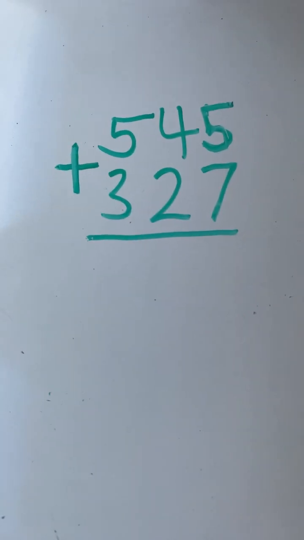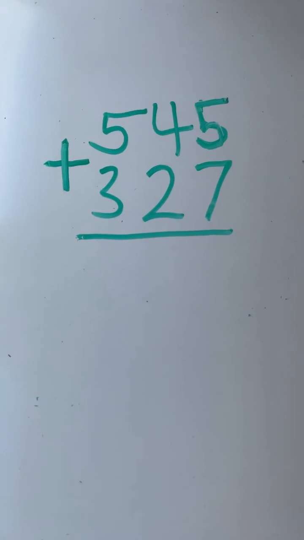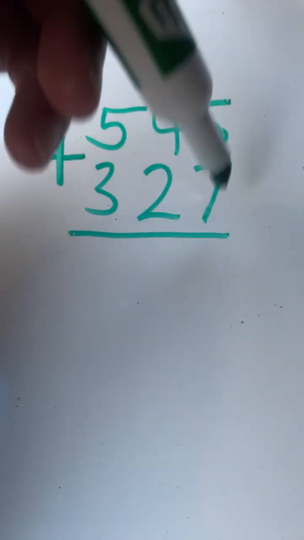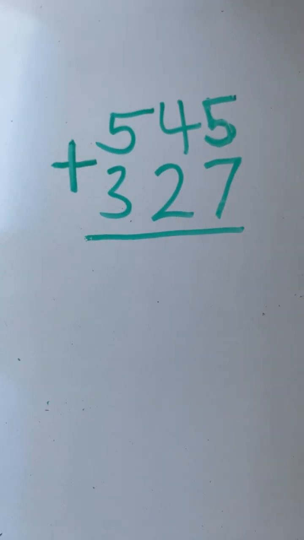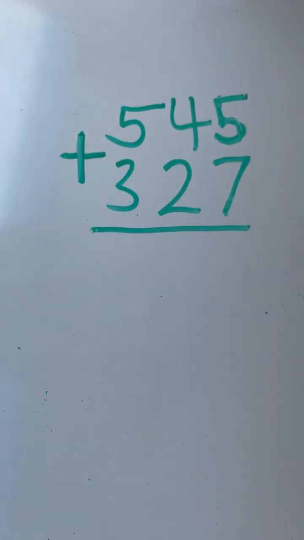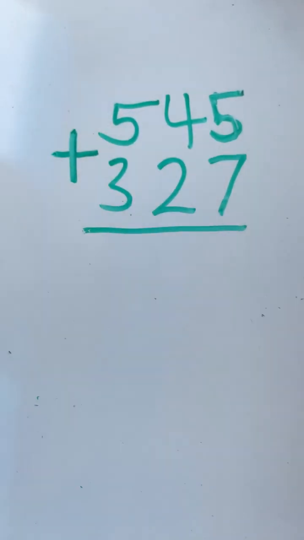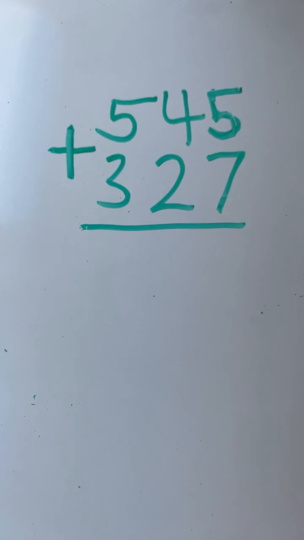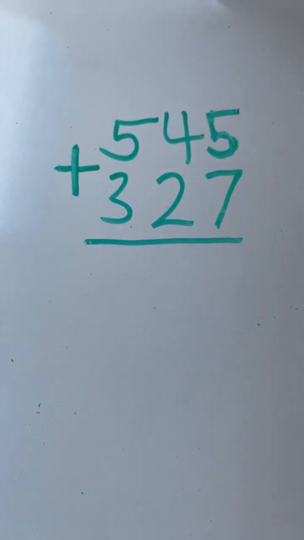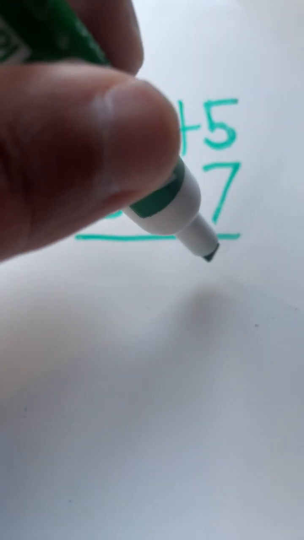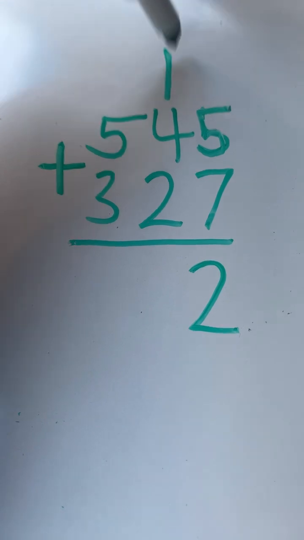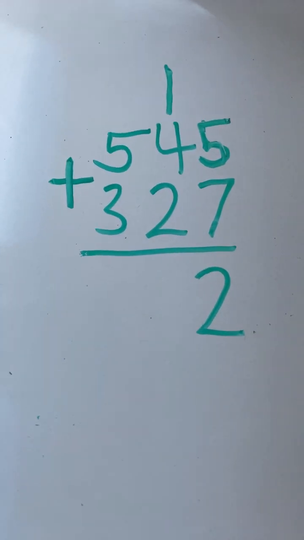545 plus 327. So we always start out with the digits all the way to the right, aka the ones place. 5 plus 7, we're going to add 5 plus 7. And our sum, what we get when we add the two numbers up vertically, if it's 10 or more, we have to regroup. So 5 plus 7 equals 12. So the 2 in 12 is going to go in the ones place. The 1 in the number 12, that is going to go in the tens place.